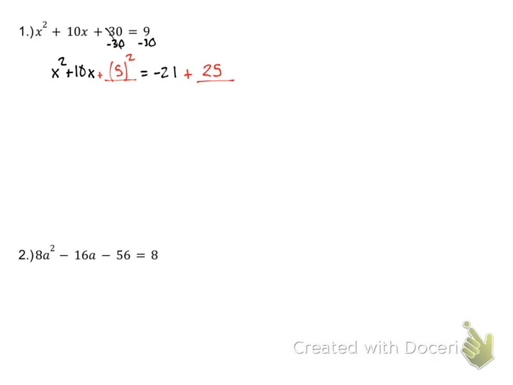Because step 4 said what now? Simplify. Simplify one side and factor the other. Well, I think everybody would agree this is the side I'm going to factor. And when it factors into a perfect square, which becomes x plus 5 squared. It's what we just did on our first exercise, right? Equals, what's negative 21 plus 25? 4.